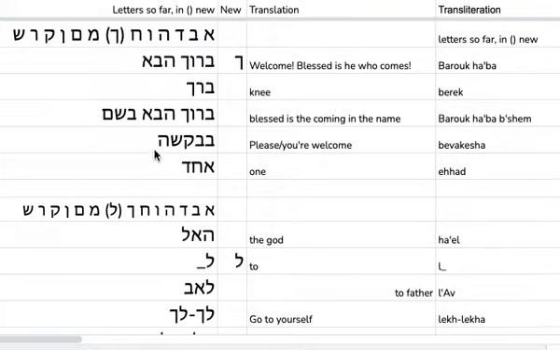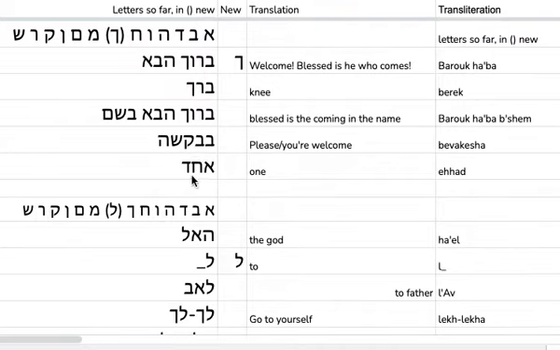Bevakasha. Okay, this is mainly for the pilgrims who are going to come to Israel. This means you're welcome or please. Okay, bevakasha. Bikesh, the root in here, is one of the words that means to ask or request. So with requesting, it is please or you're welcome. Okay, bevakasha.